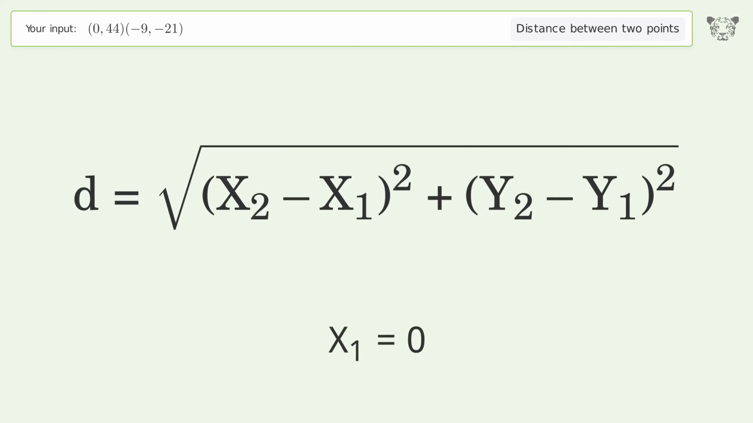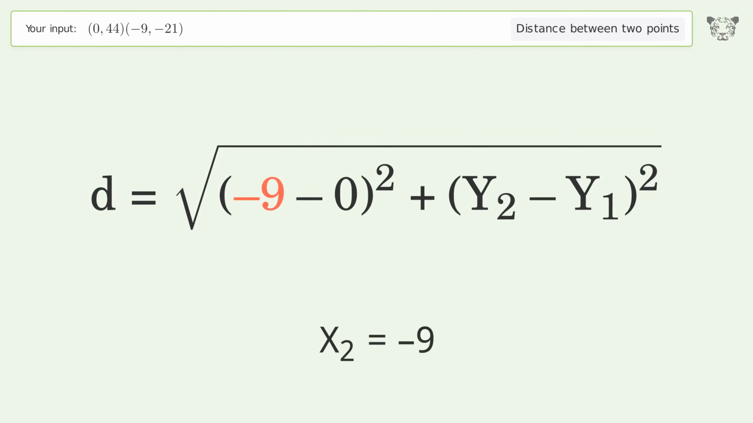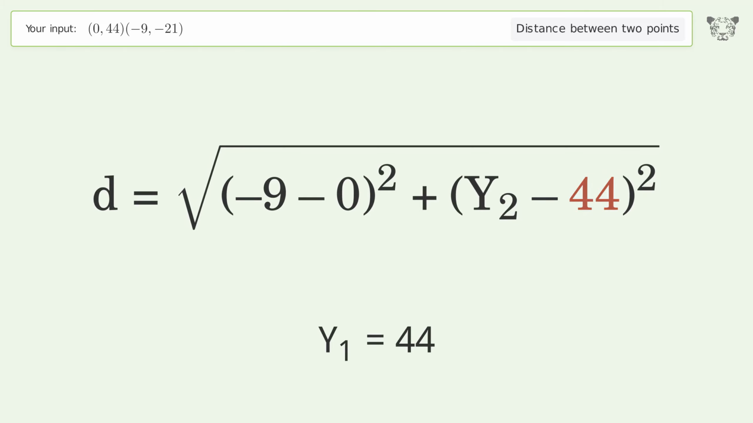x1 equals 0. x2 equals -9. y1 equals 44. y2 equals -21.